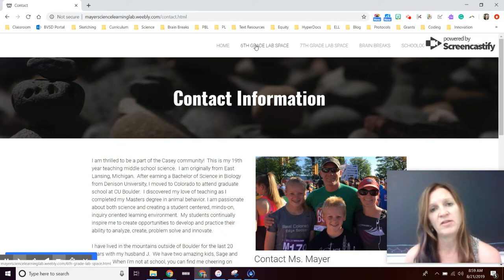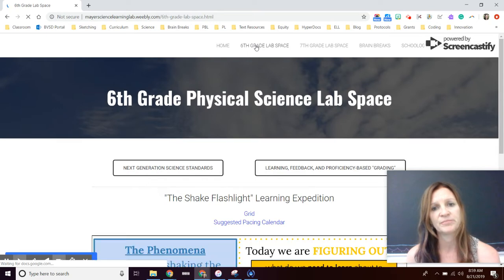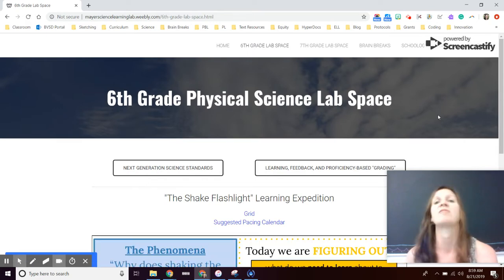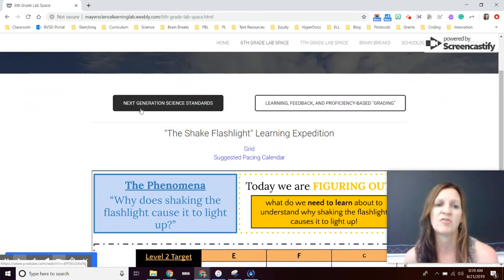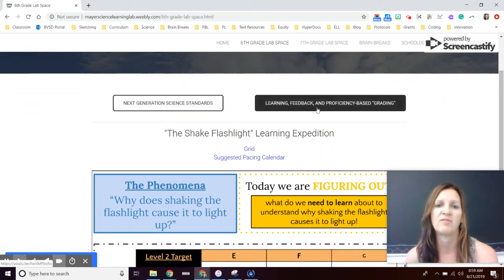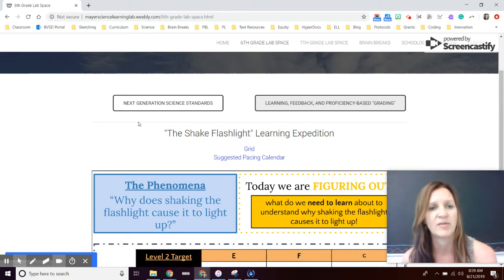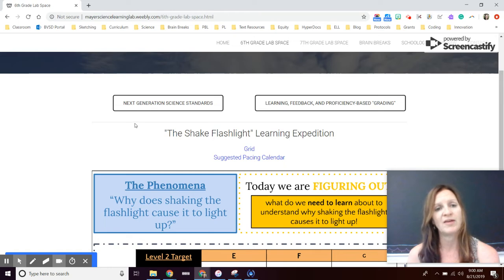I'm going to go ahead and click into the 6th grade lab space. The 7th grade lab space is set up very, very similarly. The first thing I would like to point out are the 2 tabs right at the top. We have the Next Generation Science Standards and the Learning Feedback and Proficiency-Based Grading tabs. Both of these tabs lead to videos that give you more detailed information about the focus of the tab.